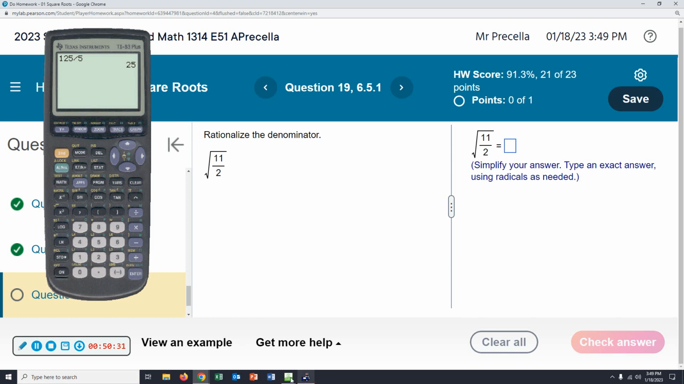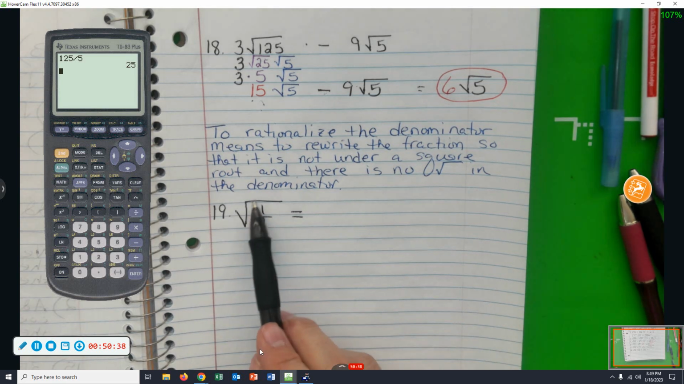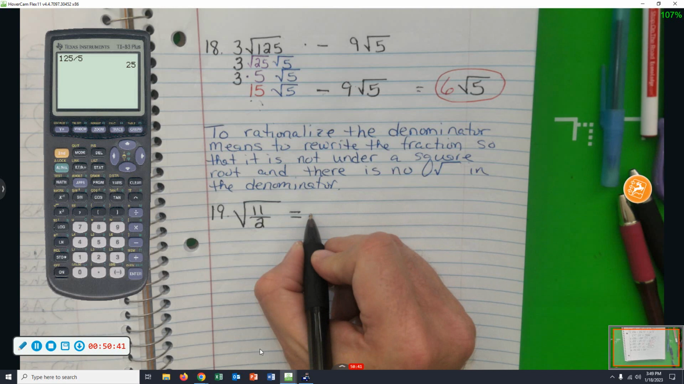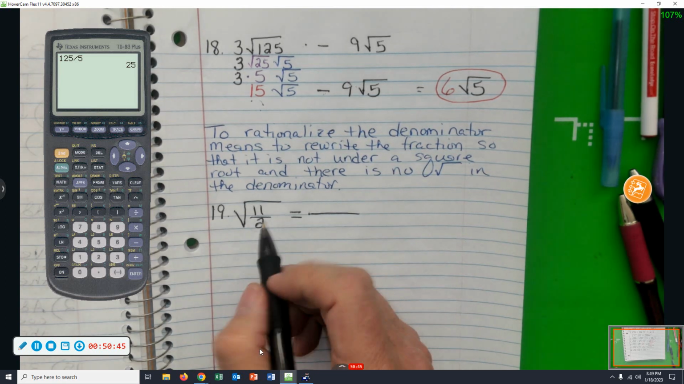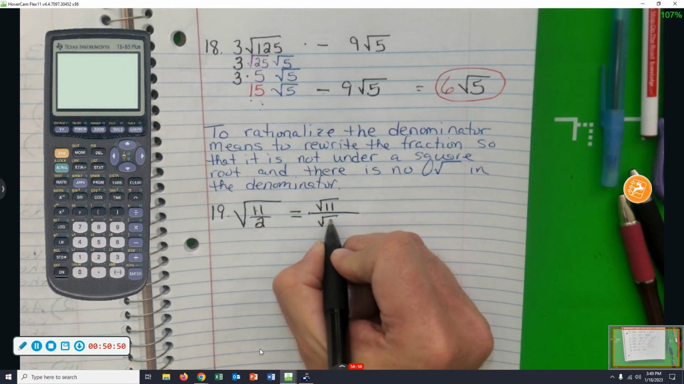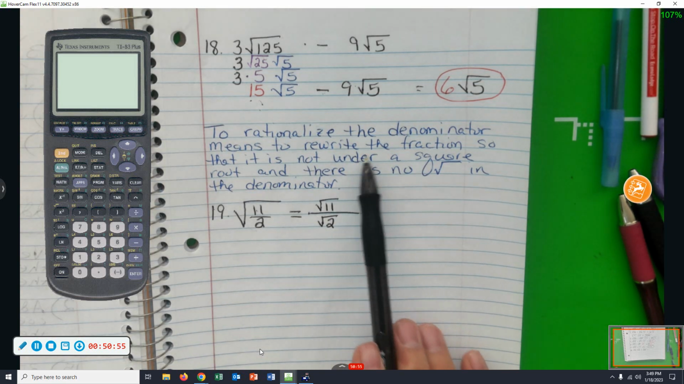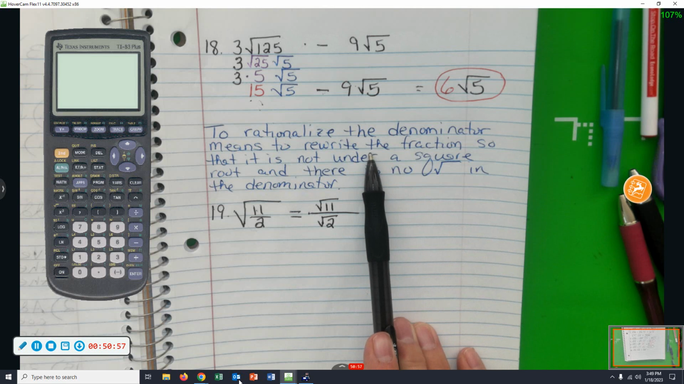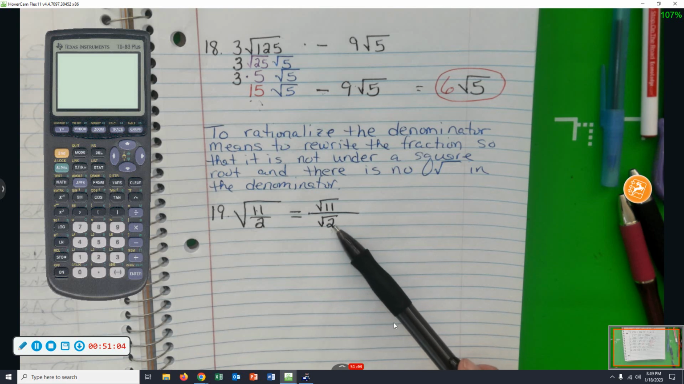Well, here we have a fraction under a square root. We don't want it written like that. We never want a fraction under a square root. So I'm going to start by writing it like this. I'm just going to break it up as 2 square roots: a square root of 11 over a square root of 2. So at least now we don't have a fraction under a square root, but we do have a square root in the denominator. So we need to somehow get rid of this square root in the bottom.